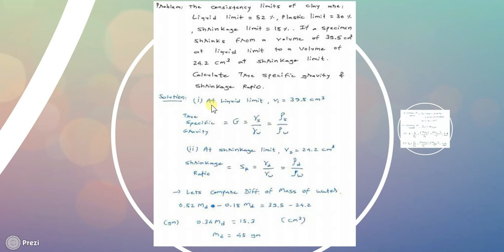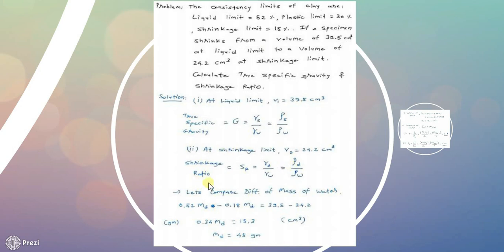So in the first step we should calculate at liquid limit. Volume V1 was 39.5 cm³, and at that time true specific gravity capital G should be gamma s by gamma w, or rho s by rho w. And at shrinkage limit, when the volume was lesser, shrunk, V2 is equal to 24.2 cm³. Then the shrinkage ratio will be SR is equal to gamma D by gamma W, or rho D by rho W.